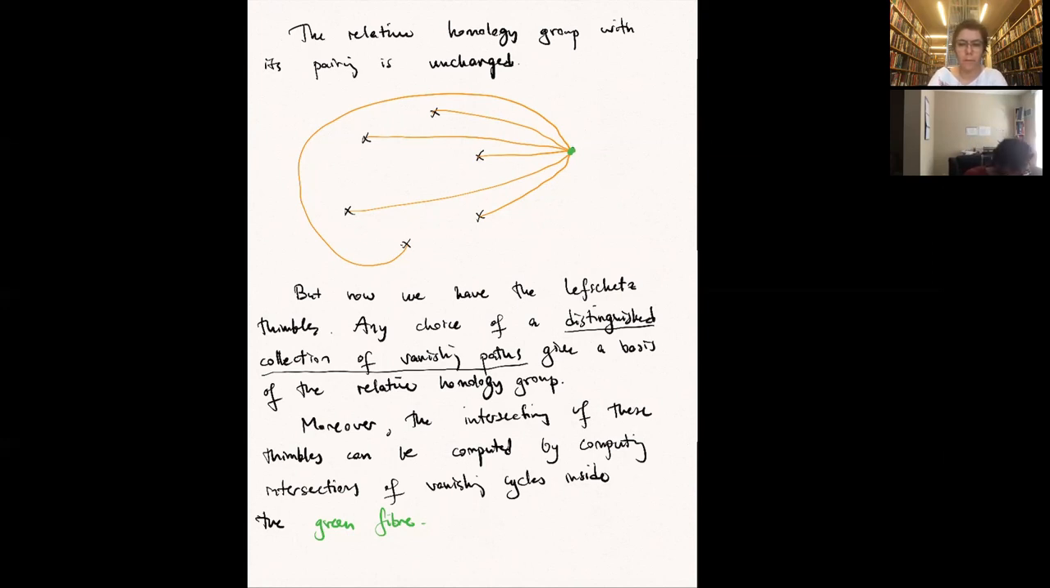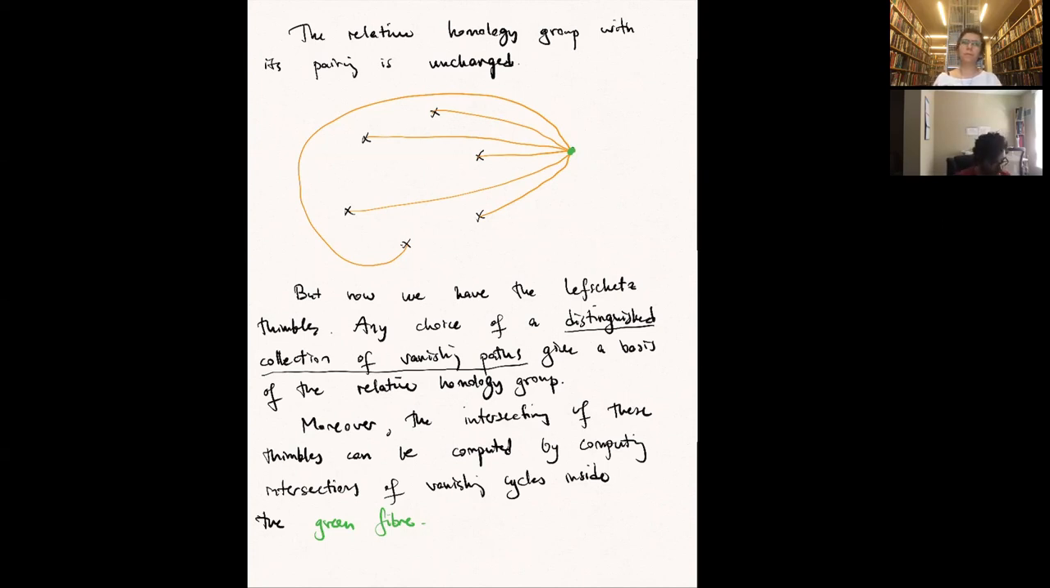Moreover, I can take what's called a distinguished collection of vanishing paths. What this means is you take one path from each of the critical values to the fixed regular value, and they're not supposed to intersect other than at this regular fiber. So they're only going to intersect at the green point. There are many choices for this. I gave you one particular choice, and you could choose any other.